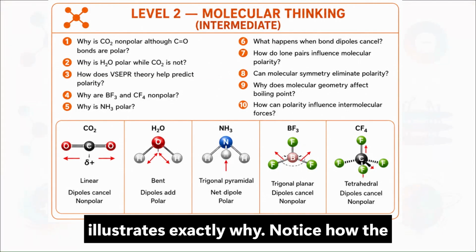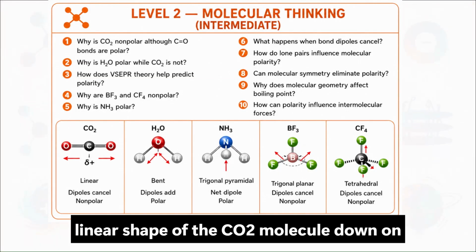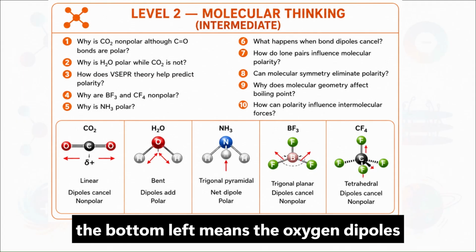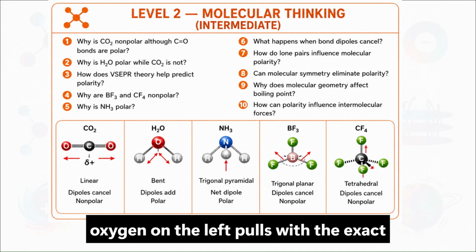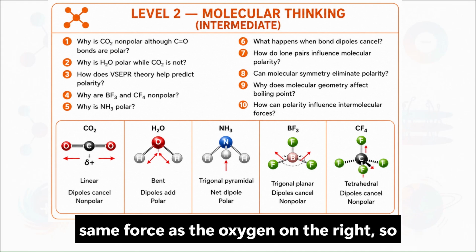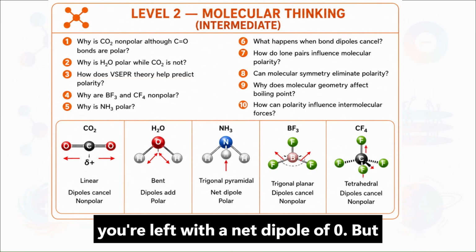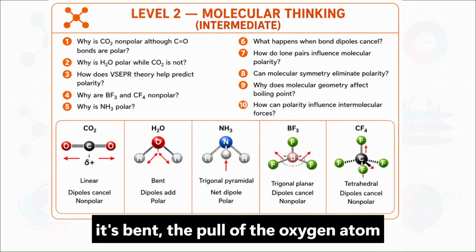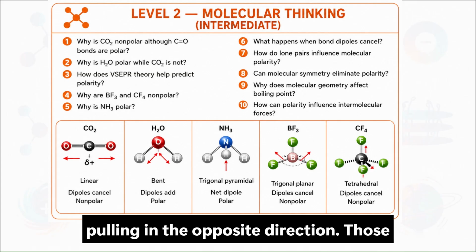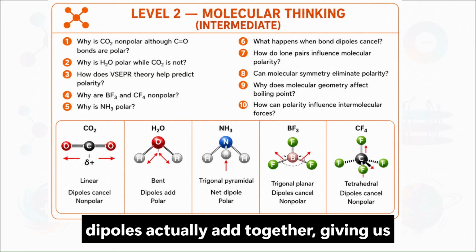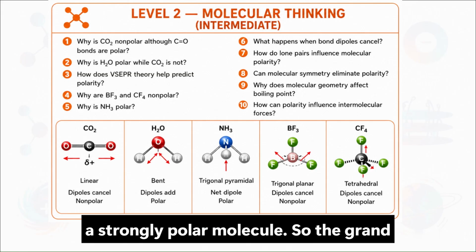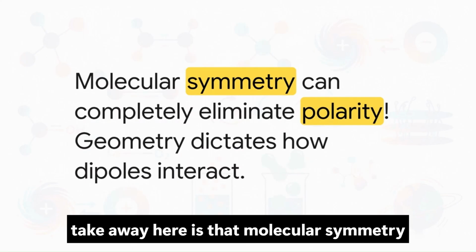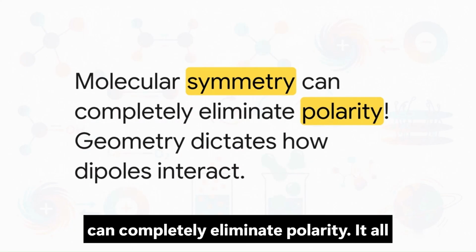And this brilliantly illustrates exactly why. Notice how the linear shape of the CO2 molecule down on the bottom left means the oxygen dipoles perfectly cancel each other out. The oxygen on the left pulls with the exact same force as the oxygen on the right, so you're left with a net dipole of 0. But water, H2O, has a bent shape. And because it's bent, the pull of the oxygen atom doesn't get canceled out by anything pulling in the opposite direction. Those dipoles actually add together, giving us a strongly polar molecule. So the grand takeaway here is that molecular symmetry can completely eliminate polarity.